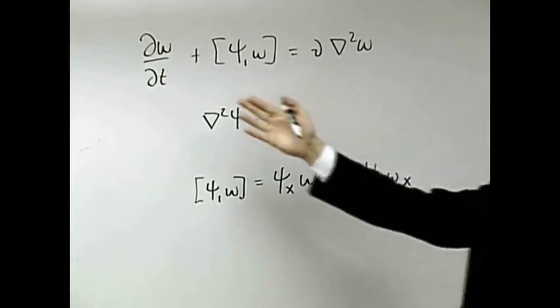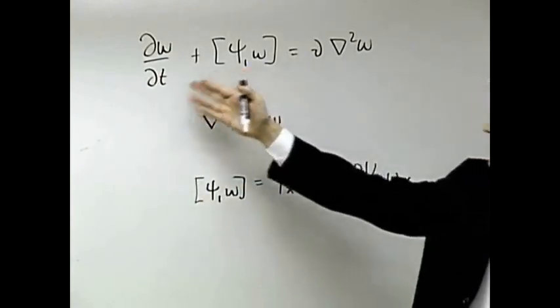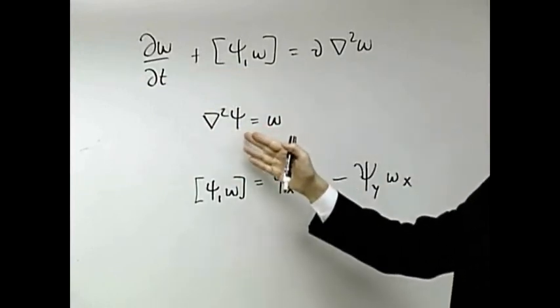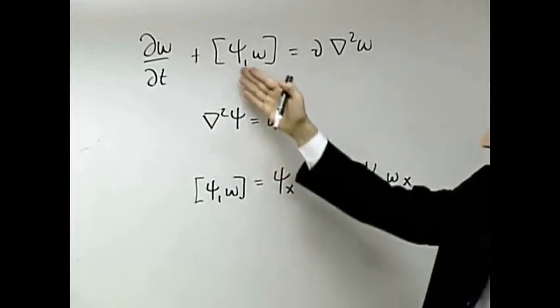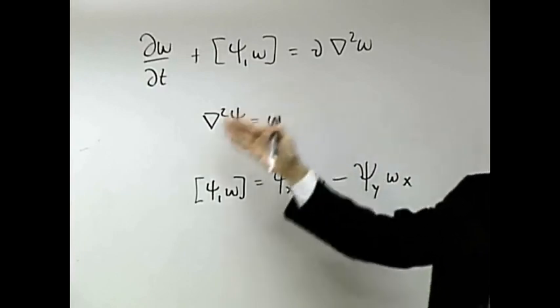So what does this tell you? It tells me the evolution: how does the vorticity move in time? And here's the equation for that. But it also tells me that in addition to that, I have to have the stream function. And the stream function is determined by whatever my vorticity is at any point by Laplace's equation.